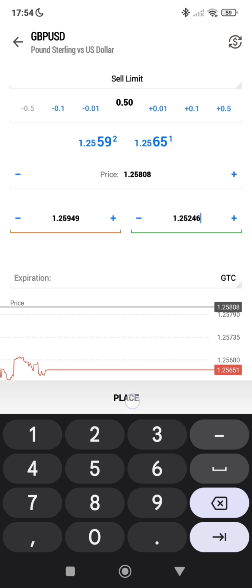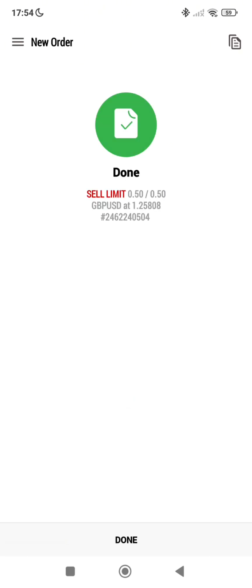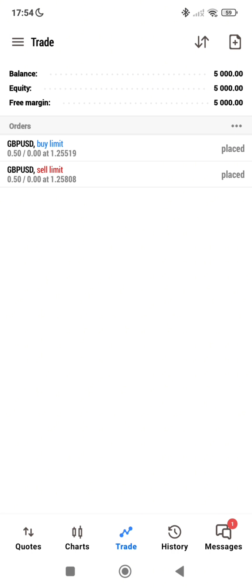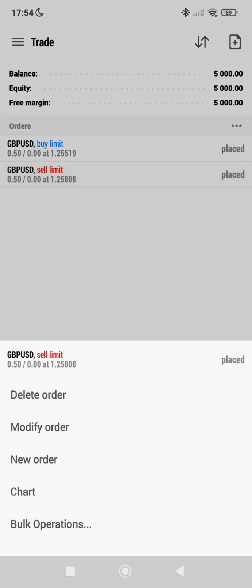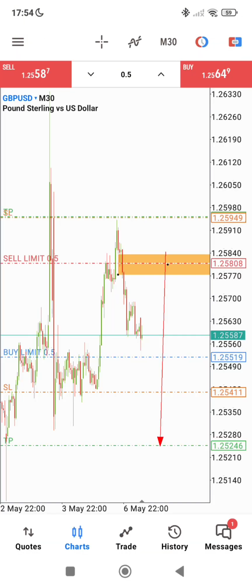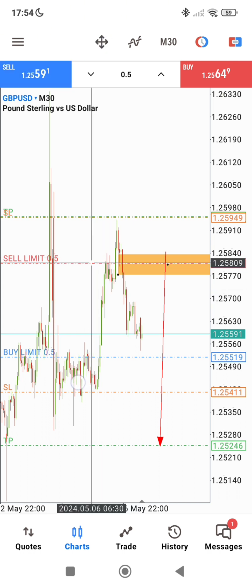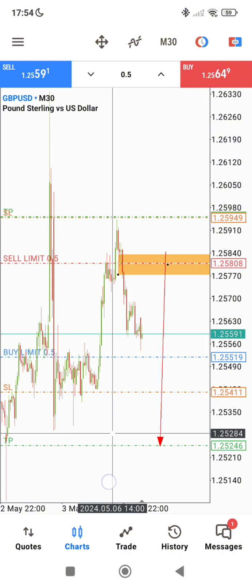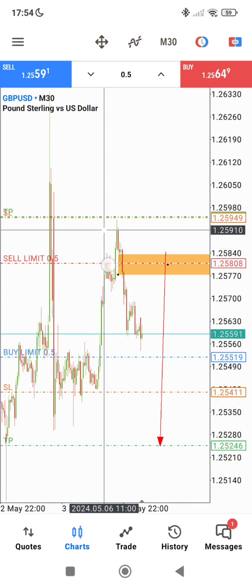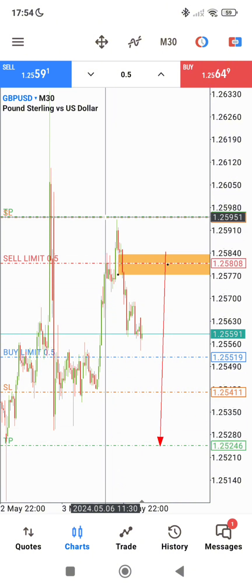Just press place. This means that you have set a sell limit order and you anticipate that when price gets there, it's going to sell off from there, and the price must be above the current market price. I hope this is understood. If you press on this and you press on chart, you are going to see it here. Okay, look at this value in red. It means my sell limit order has been set here. This is it here. Okay, and then this is my TP right down here, and this is my stop loss right above here. I hope this is understood.